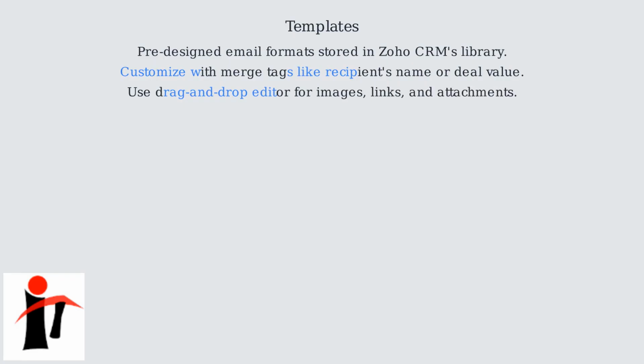Templates are pre-designed email formats you can store in Zoho CRM's library. You can customize these with merge tags, such as the recipient's name or deal value, to personalize your messages. Use the drag and drop editor to create visually appealing emails with images, links, and attachments.